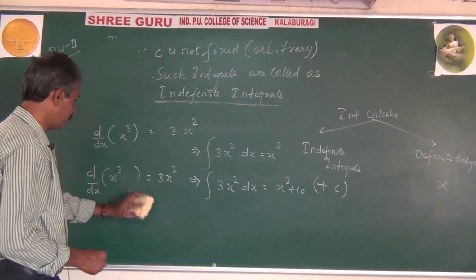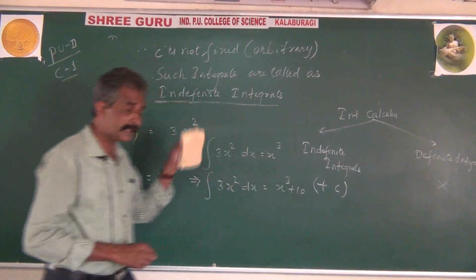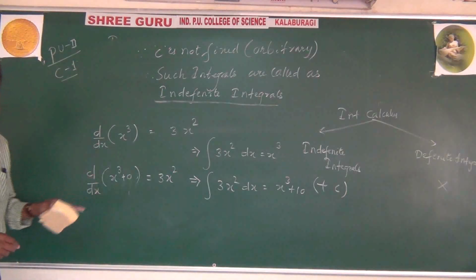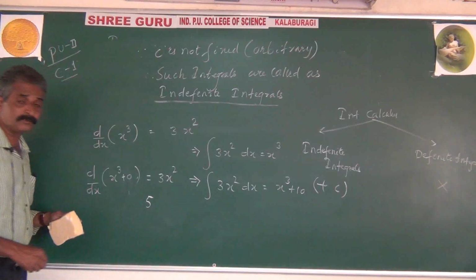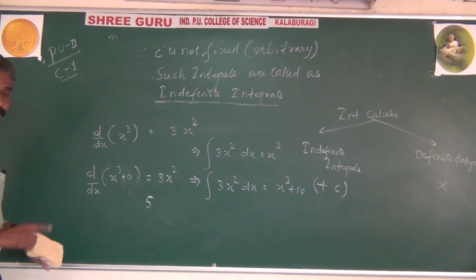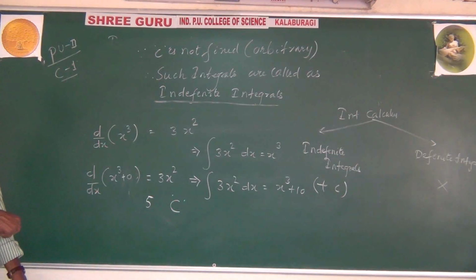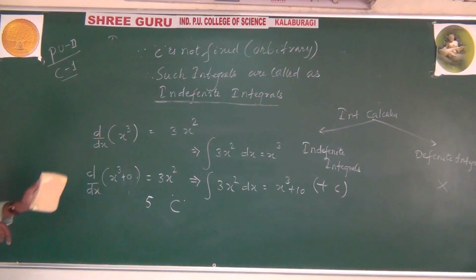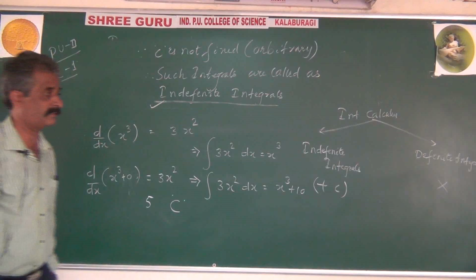It may not be there, it may be only 0 also, meaning here plus 0. In order to get the original function, compulsorily you must add a constant. You cannot add a constant as 5 because you can't tell perfectly whether it is 5 or other than 5. That's why you must add a general constant c. It is called the constant of integration, but its value is not fixed, it is arbitrary. That's why we are going to call them indefinite integrals.